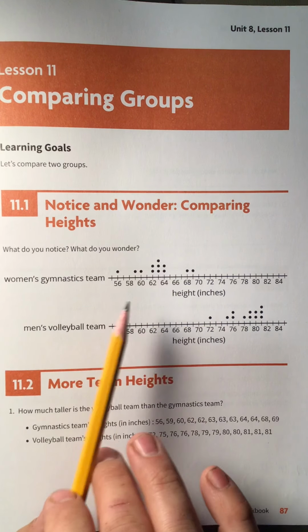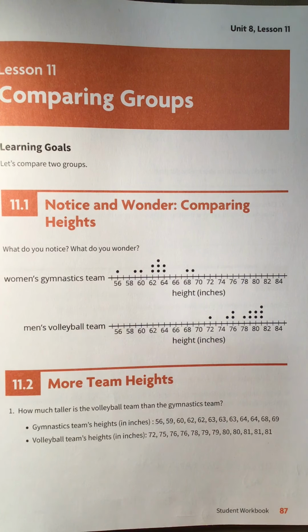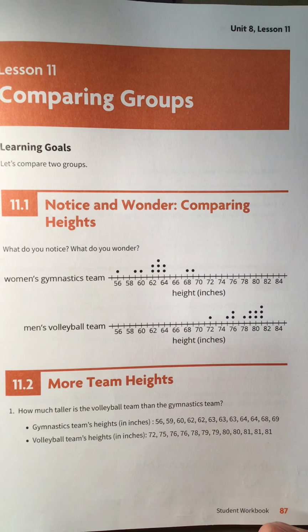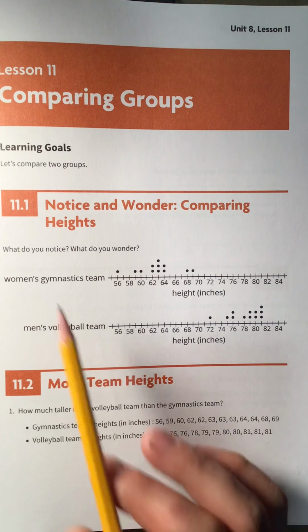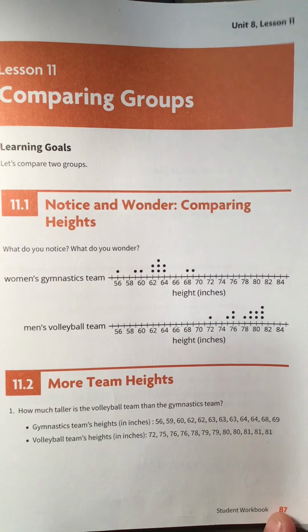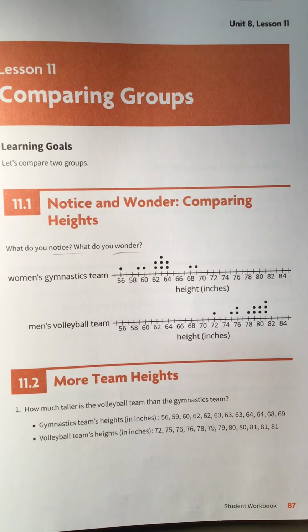Looks like the women's gymnastic team is quite a bit shorter than the men's volleyball team. Other things you might wonder: how much taller is the average of the volleyball than the gymnastics? What are the heights of the female volleyball players compared to women's gymnastics? Does the number on the team differ, or is it the same number on the volleyball team as gymnastics? Just one thing you notice, one thing you wonder is all you need there.